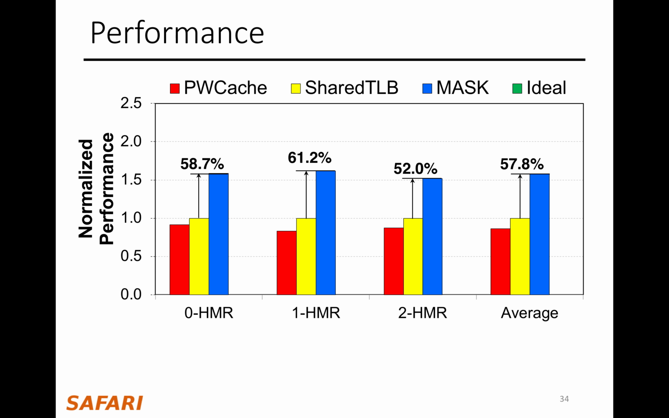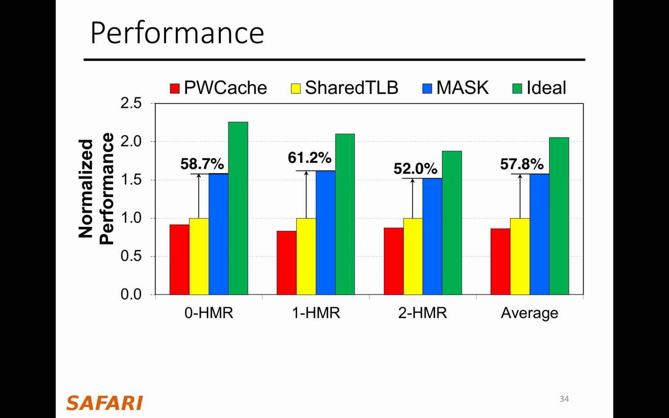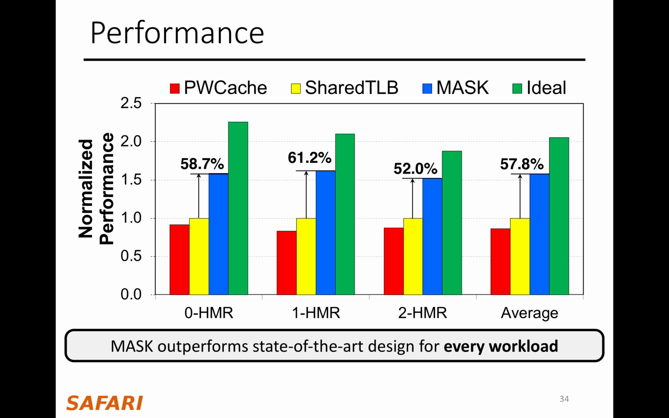On average, MASK is able to outperform the shared TLB design by 57.8%. And as you can see here, comparing to the green bar, which is the ideal baseline, MASK is able to perform much closer to the ideal baseline compared to the two previous state-of-the-art designs. We also found that MASK outperforms state-of-the-art designs for every single workload.